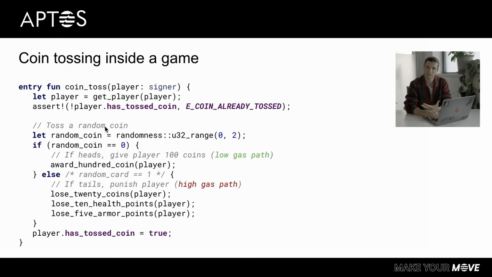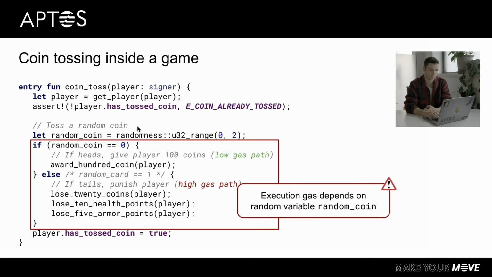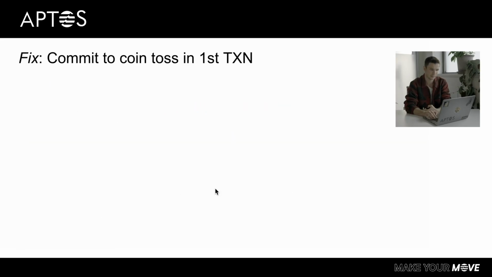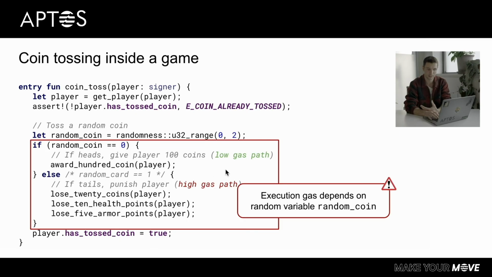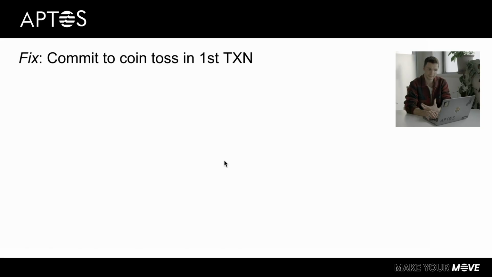This seems like a relatively harmless piece of code that you could write, but it actually has an attack in it. The attack that I just mentioned before, where the execution gas depends on this random variable, random coin. So this path has lower gas than this path. And the way an attacker could leverage this, as mentioned before, is by undergassing his transaction. So to fix this type of problem, what you want to do is first commit to your coin toss, commit to your random variable that you pick.